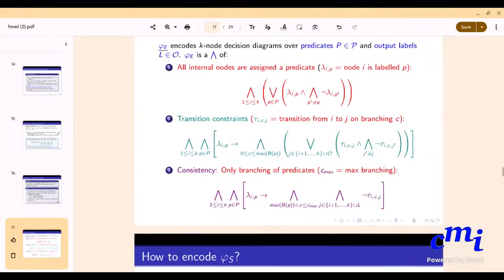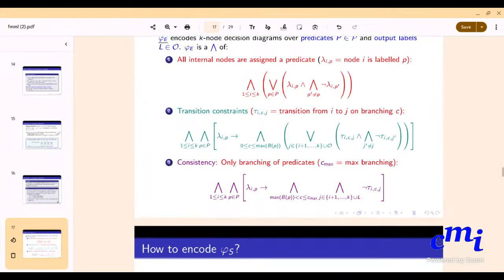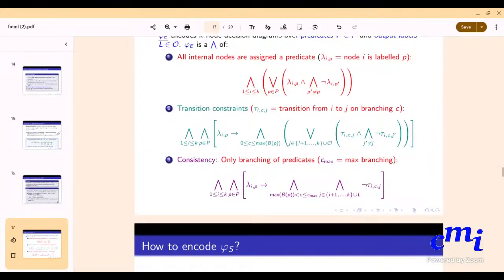The second one is a transition constraint: given two nodes, what branching function do I use to reach the jth node from the ith node. And the third is consistency, which relates two nodes. This is defining kind of an edge, when you can have an edge between those things.